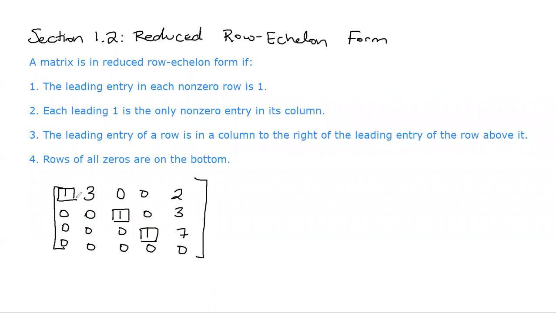So again, the boxed places are our leading entries, our leading ones. These locations are sometimes called pivot positions. So if you hear me talking about pivot positions, that's what I mean, just these spots that are leading entries. And there you go. Sometimes, or more often, we'll see this in square matrices. So if you have a square matrix with no rows of all zeros, what this will look like is just 1s on the diagonal and zeros everywhere else. This is sometimes called an identity matrix.